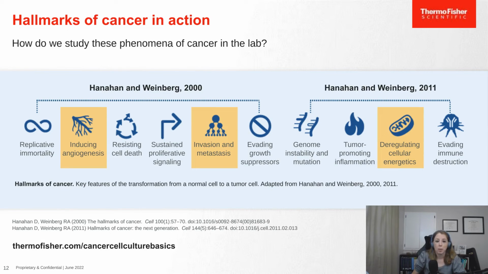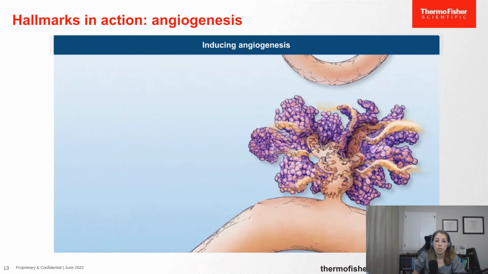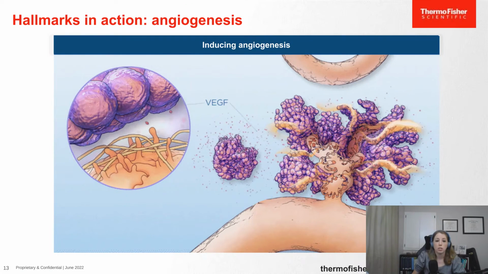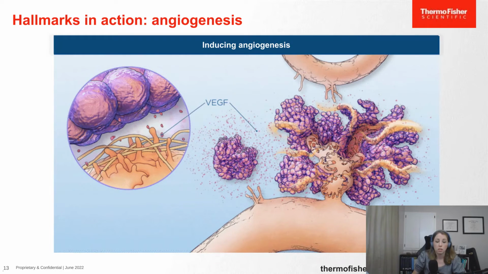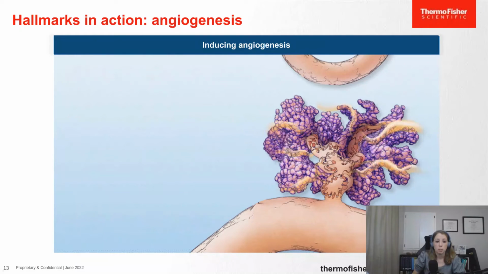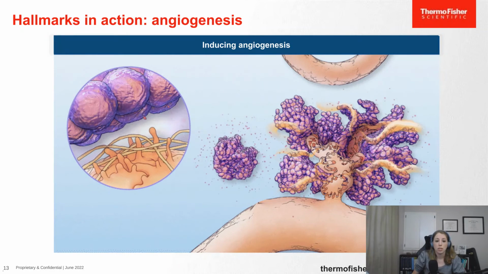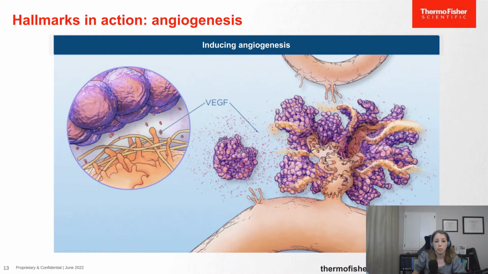Now back to our hallmarks of cancer. Since we've gone over the cell models and tools you may need for your cancer research, let's discuss how you can model angiogenesis, invasion and metastasis, and deregulating cellular energetics in vitro, starting with angiogenesis. Angiogenesis refers to the growth of new blood vessels. This is key for cancer progression as tumors can only grow so big without being vascularized. If a tumor does not have its own blood supply running throughout, the cells at the center of the tumor will start to die as nutrients will not be able to reach them.